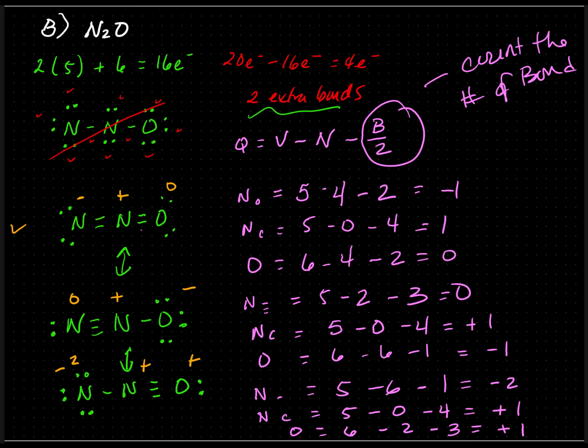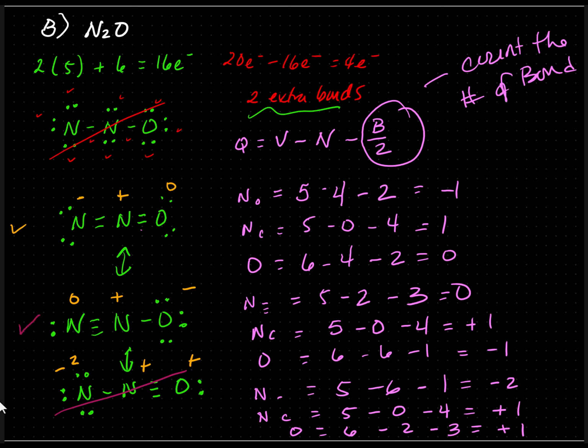2 things determine the stability of a Lewis-style structure. 1, the formal charges need to be as close to 0 as possible. If they are not 0, the more electronegative element gets the negative charge. The least electronegative element gets the positive charge. So already we can eliminate the bottom one because oxygen is more electronegative and it is a positive, while nitrogen is a minus 2.